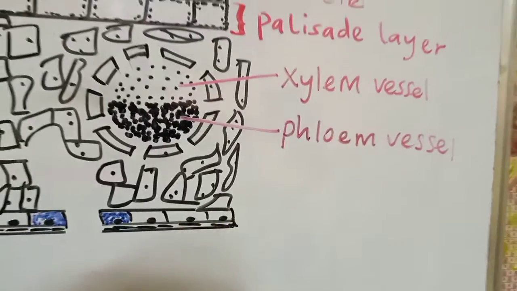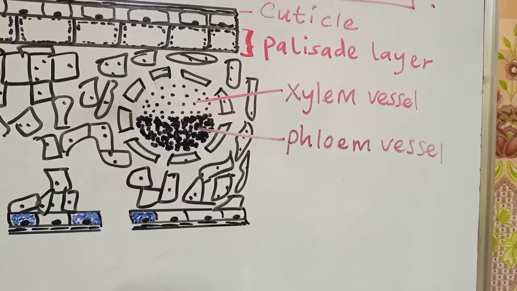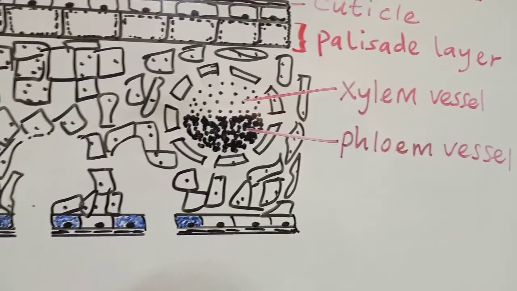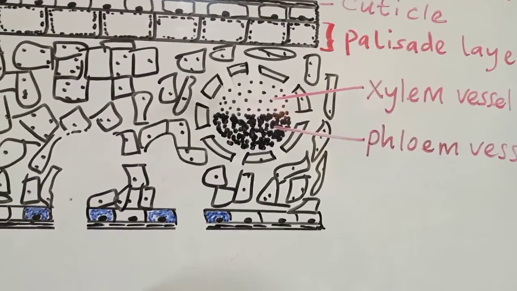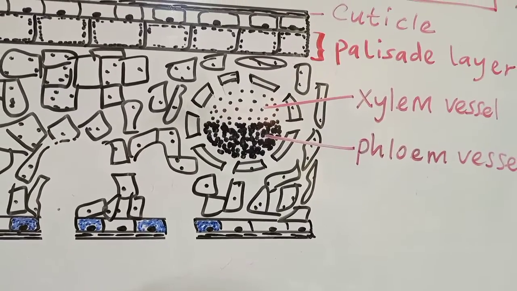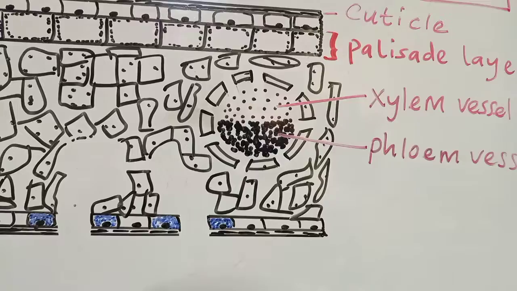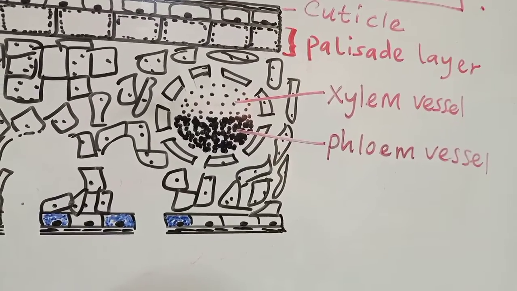Maybe if it uses roots to store food, then that glucose will be transported to the roots. And if that plant uses stem as the storage organ, like sugarcane, then obviously the glucose will be transported from the leaves to the stem.